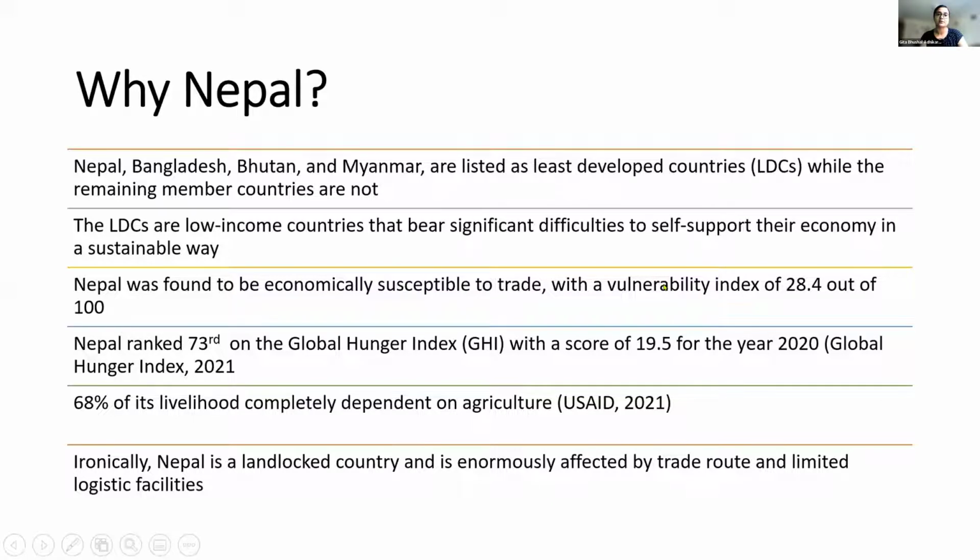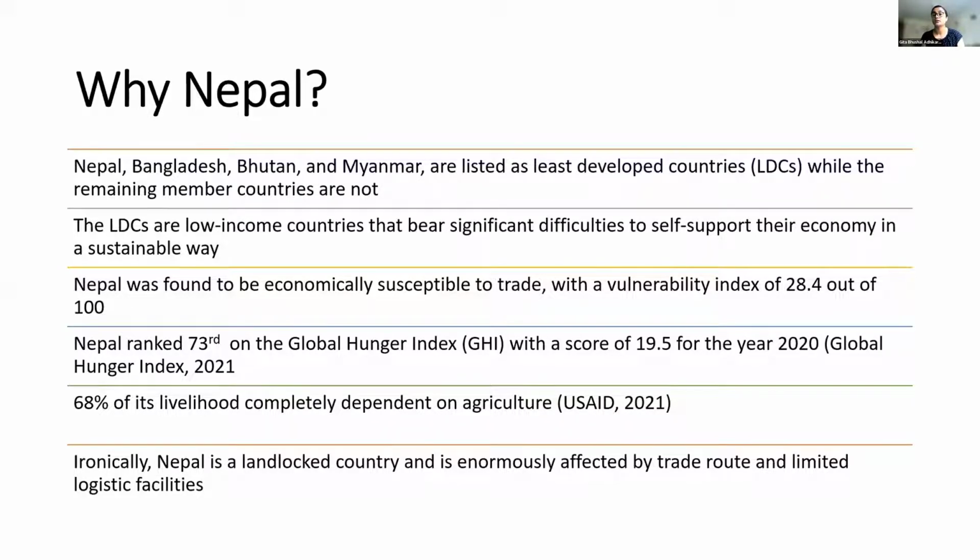So I'm still talking about why I considered Nepal for the study. It is because it is considered a least developed country. And what are least developed countries? They are the low-income countries that are bearing significant difficulties to self-support their economy in a sustainable way.